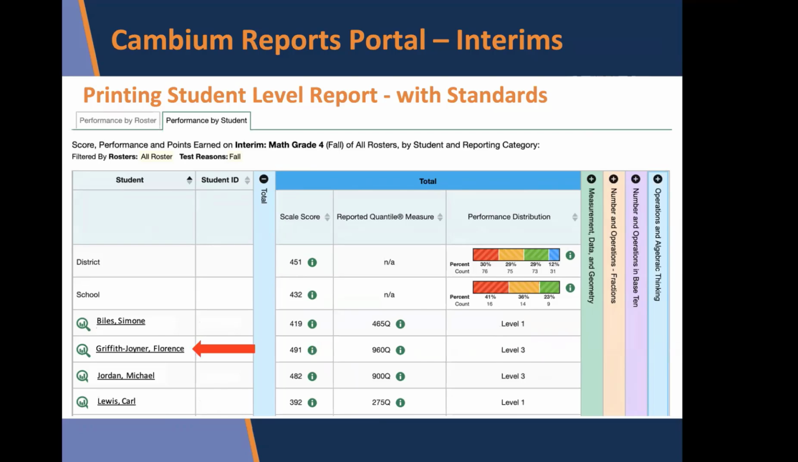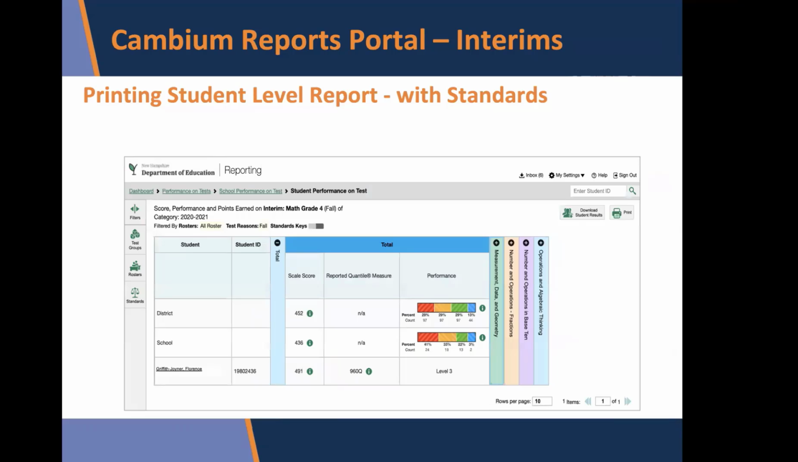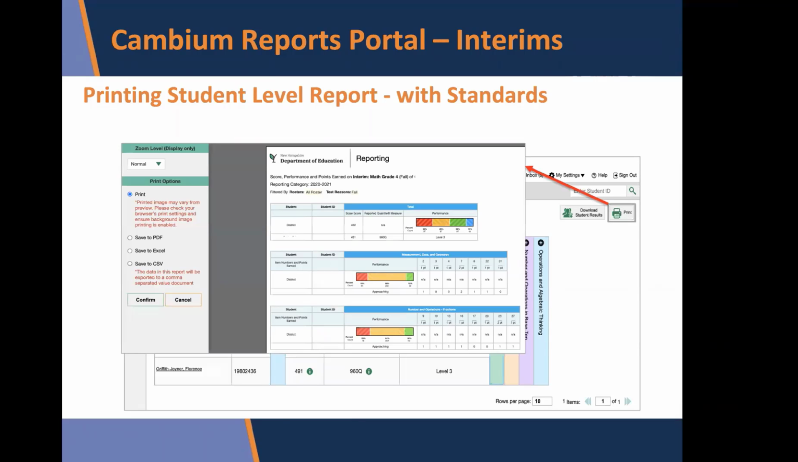So I'll choose my specific student. And then what I want to do here is choose this print button. This is the button that I was saying I would talk to you about a little bit later. So now that I'm in this section, when I choose print, I get this reporting window, and you can see that it's a little bit different format, but it's giving me down to the question level for each one of my domains here.